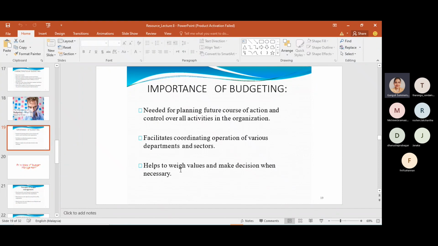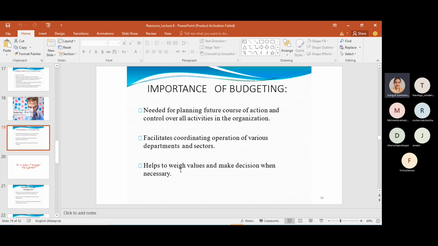The other reason why budgeting is important is because it facilitates coordination between different departments and different sectors. Budgeting is not something that happens just in the HR department or just in the manufacturing department or just in the QA department. Budgeting is a process which happens in each and every department of the company. The production department also makes a budget, the QA department also makes a budget, the supplies department will also make a budget, and the HR will also make a budget. Likewise, budgeting happens in each and every department.